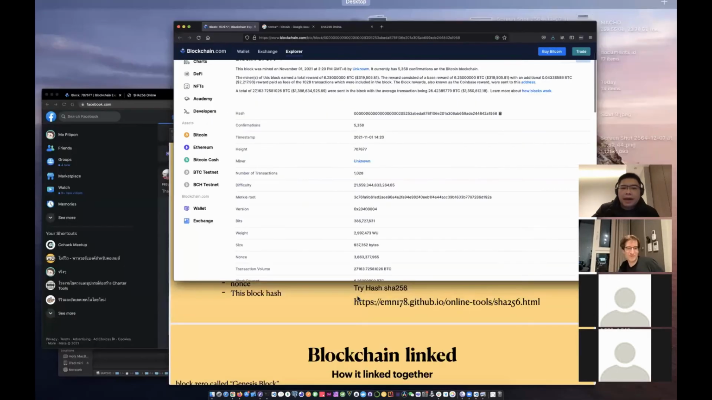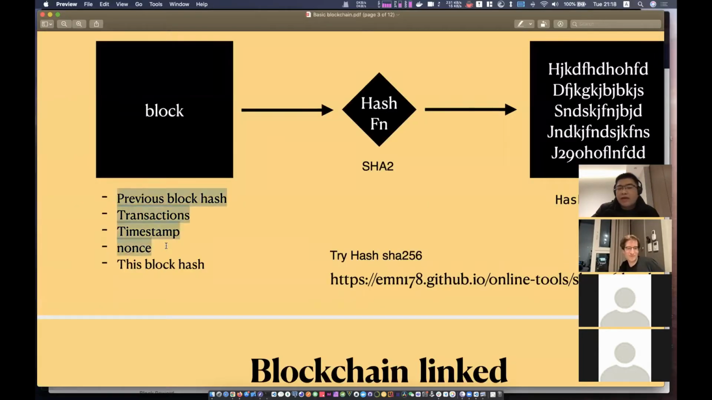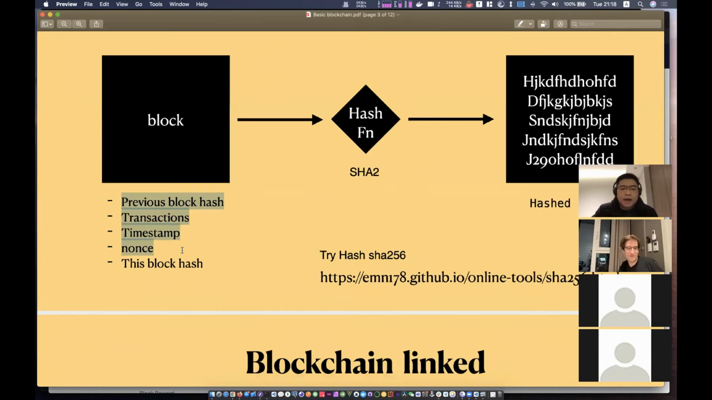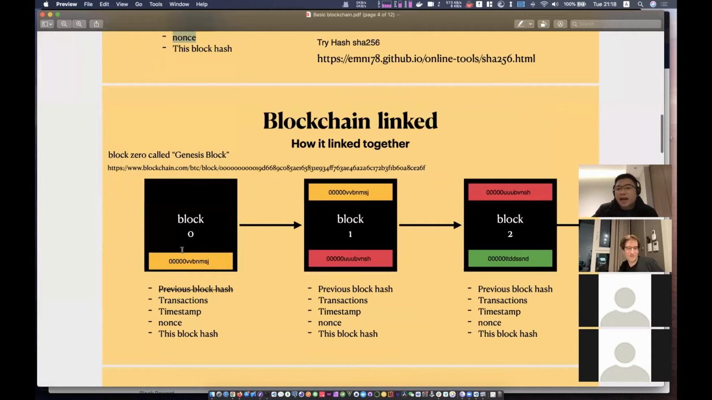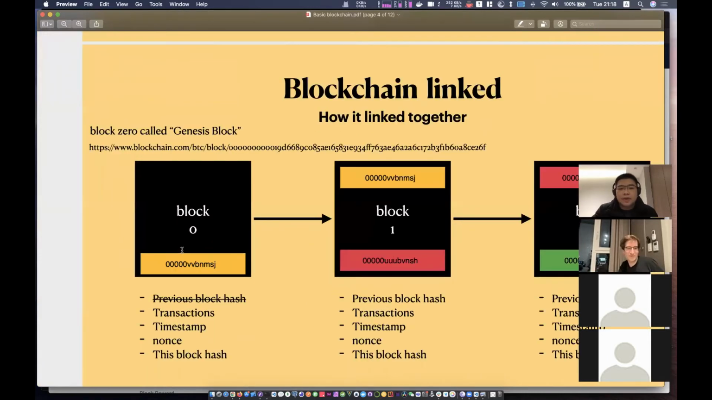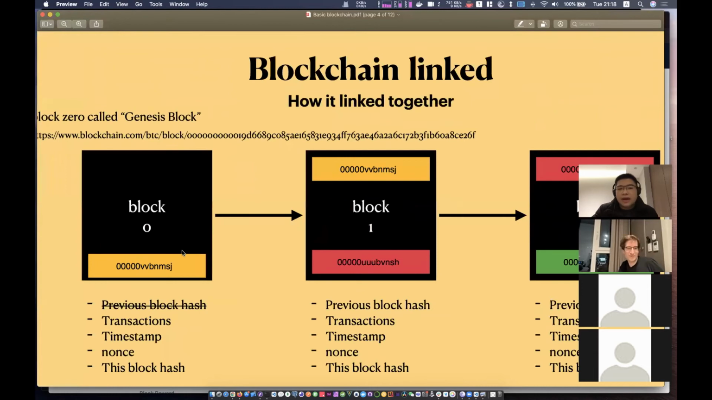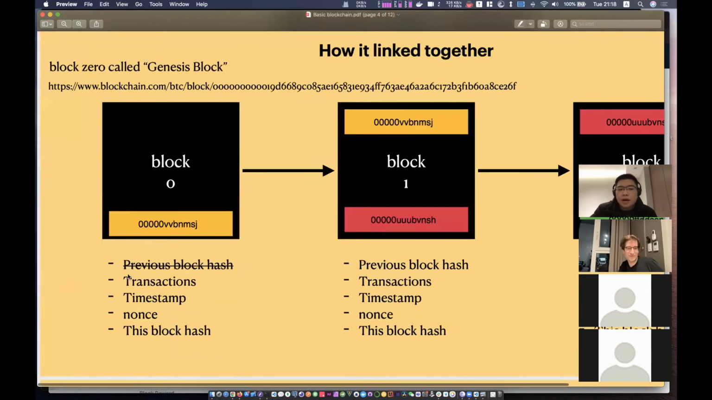So we come back to this one. As I said, they will keep the information of the previous block hash as well as the transactions, timestamp, and nonce, and create the block hash itself. So we come to how the blockchain links together. The first block doesn't have a previous block hash. After that, they just collect the transactions, timestamp, and nonce, and they create the block hash that they have.